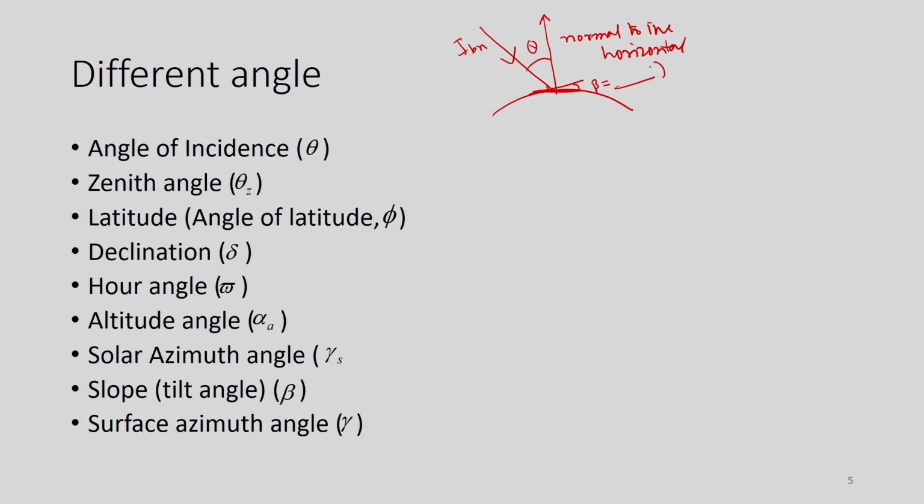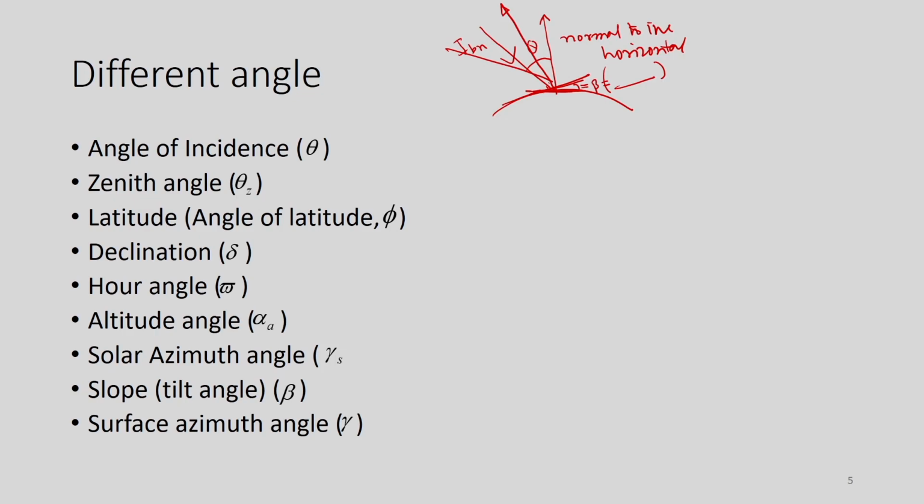So, we will learn how it varies. This angle is beta, known as the slope or tilt angle. The first case we have studied is the horizontal surface, and the second case is the inclined surface. If it is inclined, then it will be something like this. This is the normal, and solar radiation may be here. This is the normal to the horizontal surface.